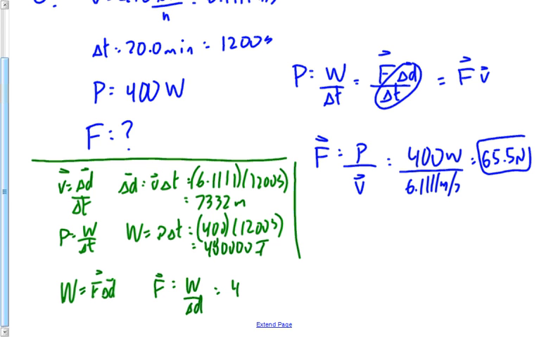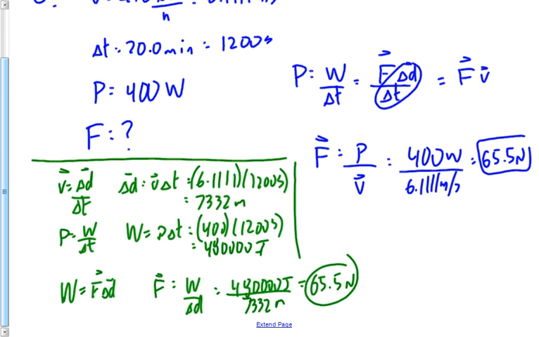The work is 480,000 divided by 7,332, and I think we should get the same number there, right? 65.5 newtons. So it looks quite a bit different than the method that I used, right? But in the end, you really did the same thing. You just did it separately, right? You just did it in stages separately.